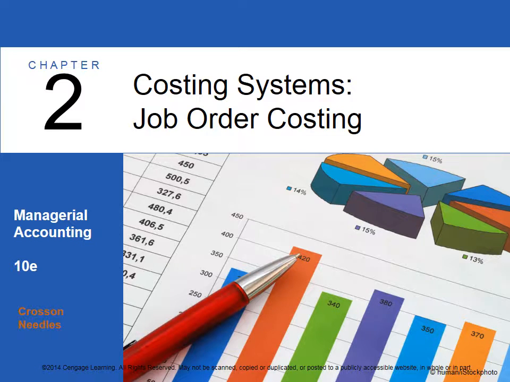Chapter 2, Job Order Costing. This is a continuation of Chapter 1 and builds on the concepts of Chapter 1. So hopefully you will find a lot of links and it will make the chapter a little bit easier to understand.